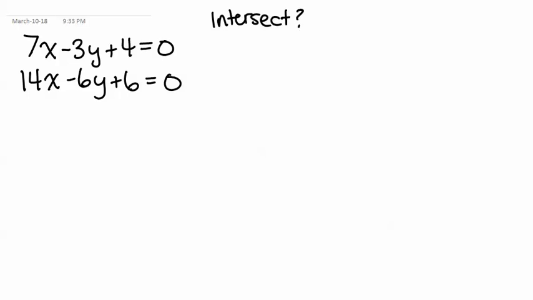Remember, in 2 space we have options: we could have parallel lines that don't intersect, we could have coincident lines that are the exact same line, so they intersect an infinite number of times, or we could have intersecting lines that intersect once. So we want to figure out what's happening here.